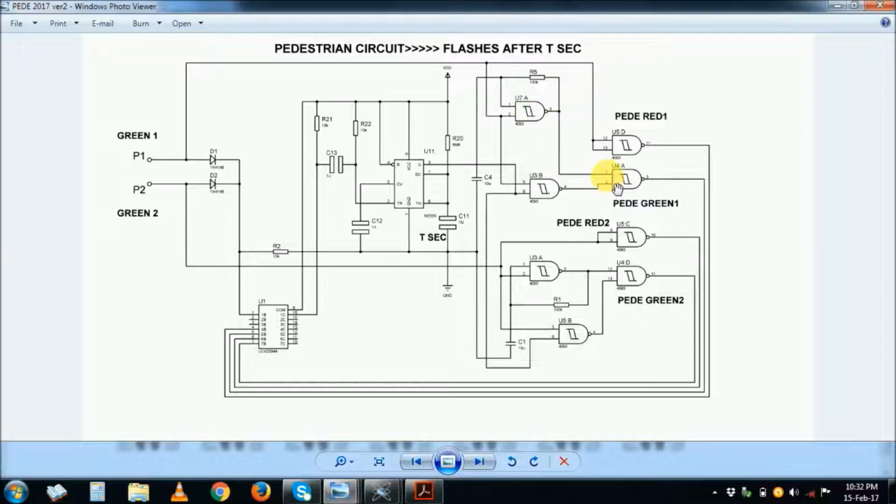So you have a high and a high here. This one becomes a low. So you have an off. The green is now off. Now the red is on. So this is how it happens.